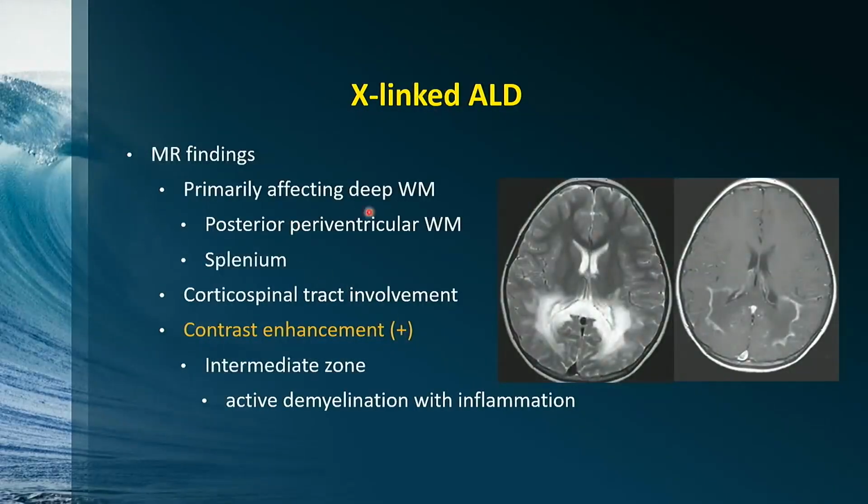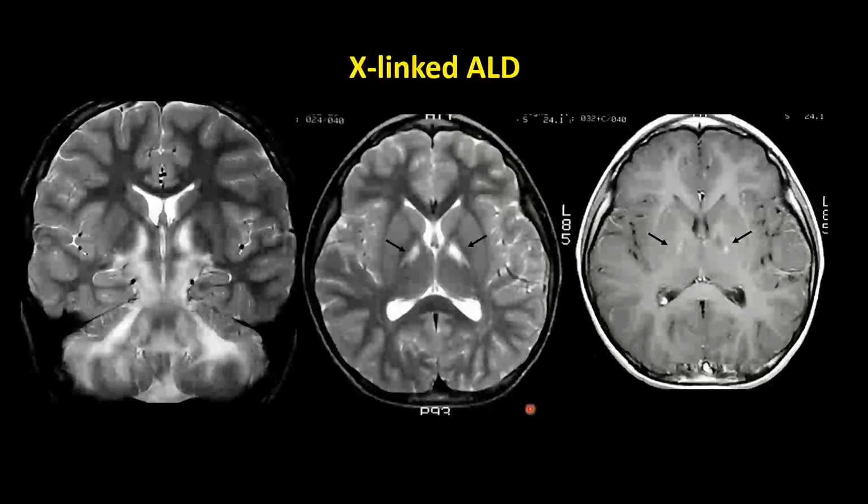So typical features of X-linked ALD is primarily affecting deep white matter with the posterior predominance. And corticospinal tract involvement is also noted in X-linked ALD. As I mentioned earlier, the contrast enhancement of involved white matter tract is a typical feature of X-linked ALD. So this is another case of X-linked ALD.